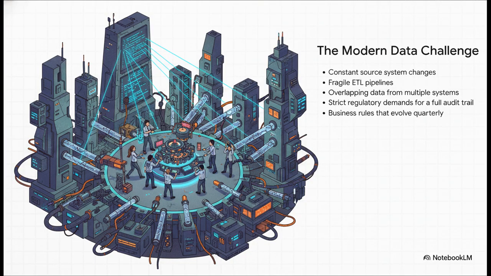Well, because today's data world is just in constant motion. Source systems change on a whim, which makes our ETL pipelines incredibly brittle. We're trying to stitch together data from a dozen different places, all overlapping. And then you throw in strict regulations and business rules that seem to change every quarter, and suddenly our beautiful models need constant, painful, and really expensive surgery just to stay alive.